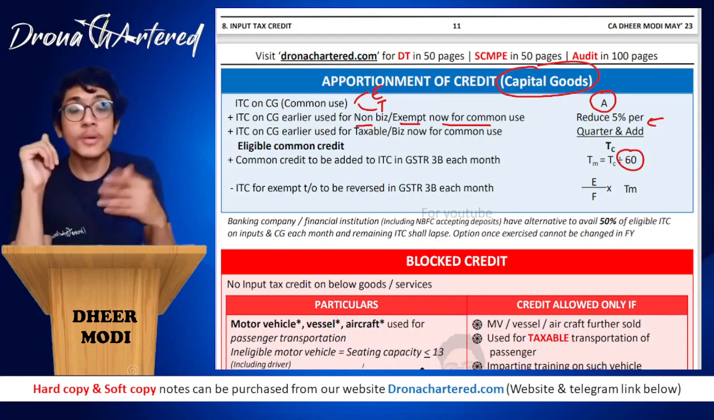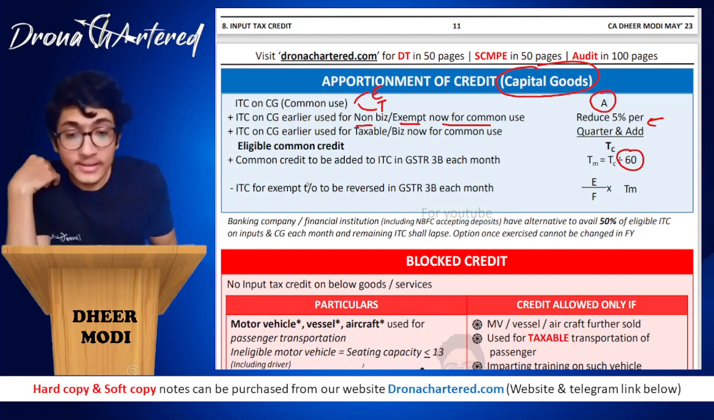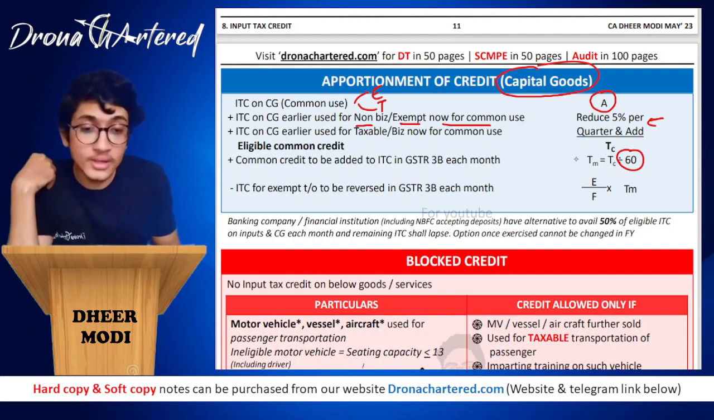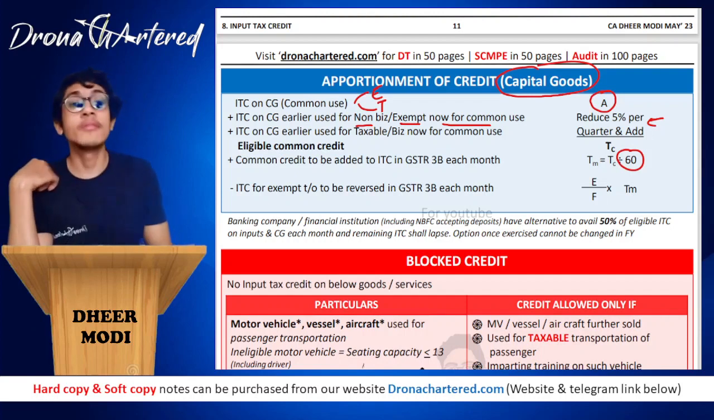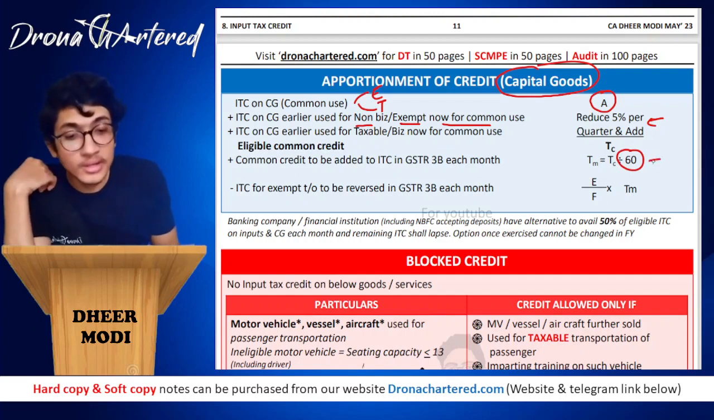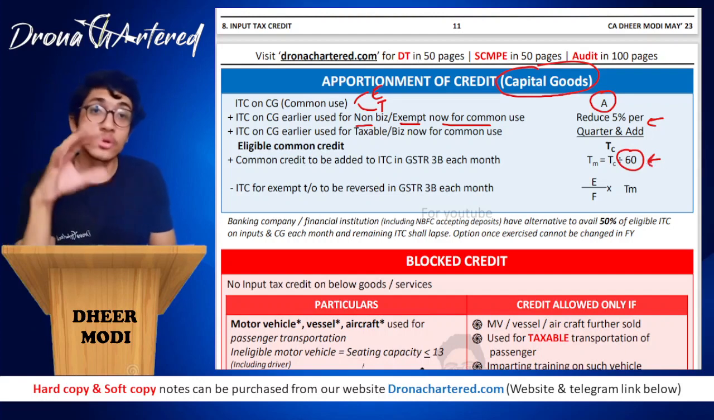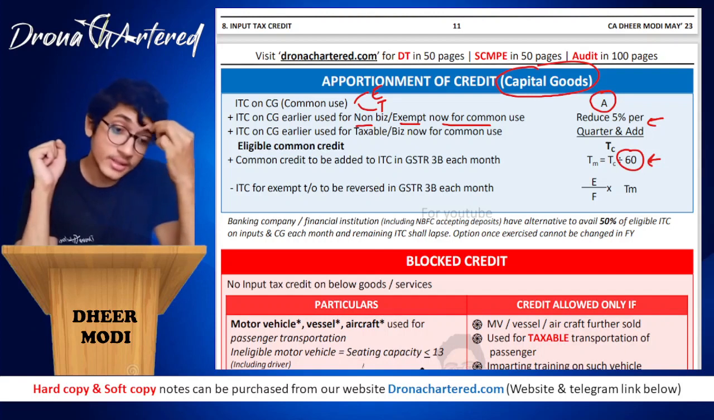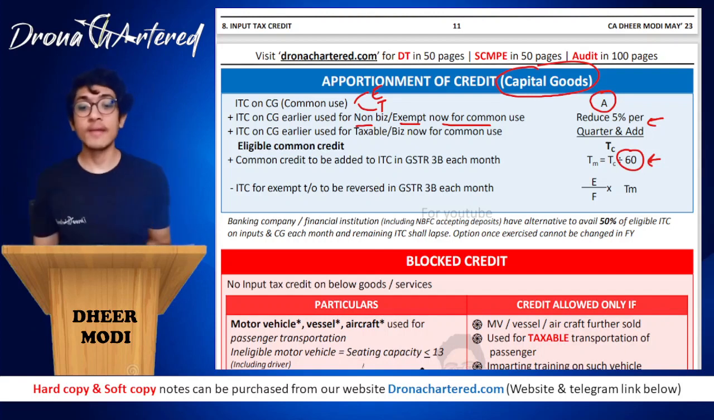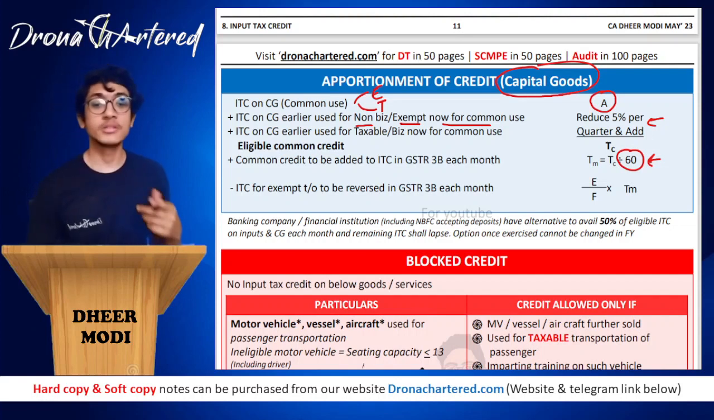So this is your common credit that will be added, and the sum will have to be reversed. So common credit TM is equal to TC divided by 60. This is 60 because there are 60 months. So therefore you will calculate for each month. This GST 3B is filed each month. Therefore we are dividing it by 60 and we are adding it to the ITC. This ITC we are eligible for.